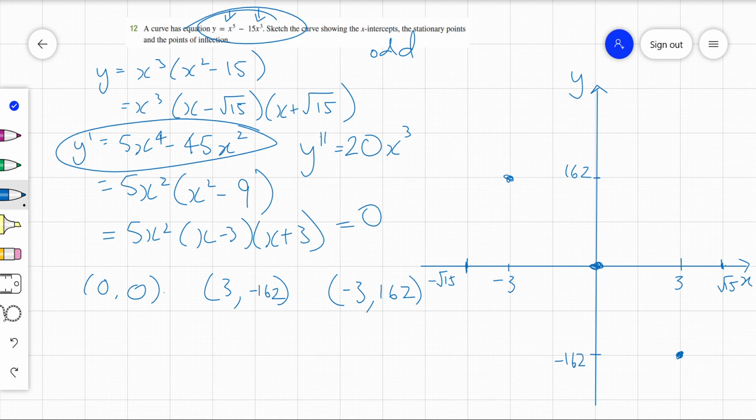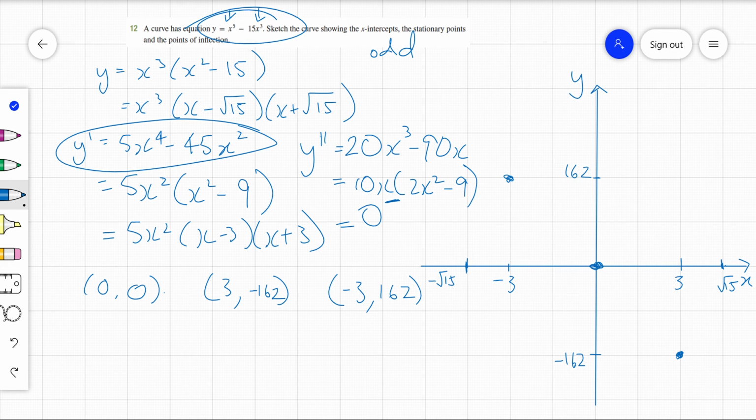My double dash being here. So here's my double dash, and I could factorize by a 10x, and I'll get a 2x squared minus 9 here. So clearly we can see that at x equals 0, there is a possible point of inflection there, and we know it's a possible point of horizontal inflection because y dash of 0 gave us a stationary point as well.